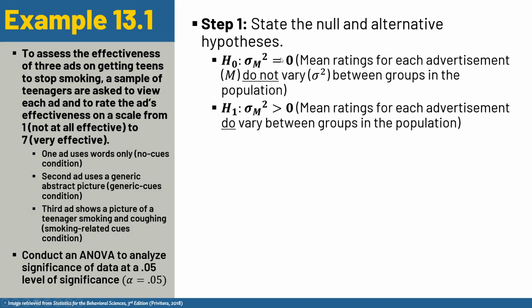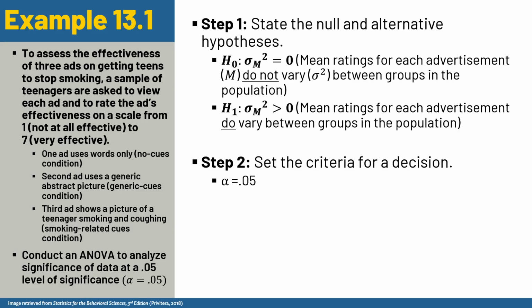Yeah, and so here, as always, right, equal to 0, greater than 0, or in this context it is. So here in our null, we're stating that the mean ratings for each advertisement do not vary between groups in the population. So in other words, each advertisement is essentially the same. There's no difference in how effective they are. And then in our alternative, we're saying that there is variance, right? Some ads must do better than others or have varying levels of effectiveness in the eyes of these teenagers.